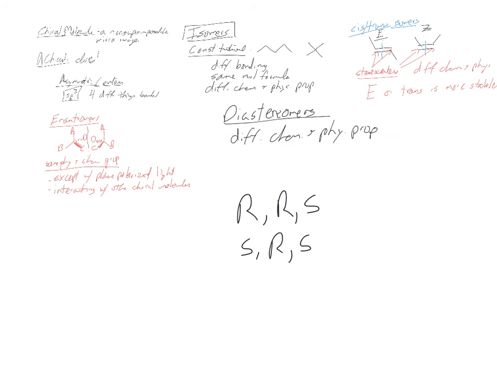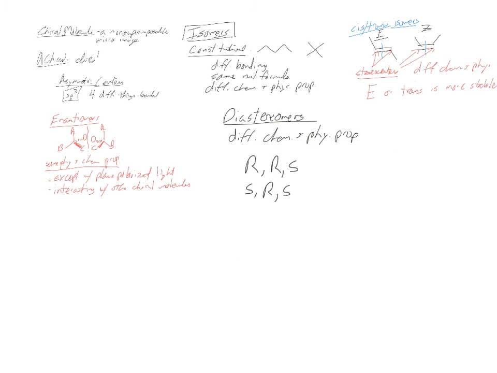Let's scrunch that down. Now let's talk about meso compounds. Meso compounds are compounds that have asymmetric centers, but are achiral.